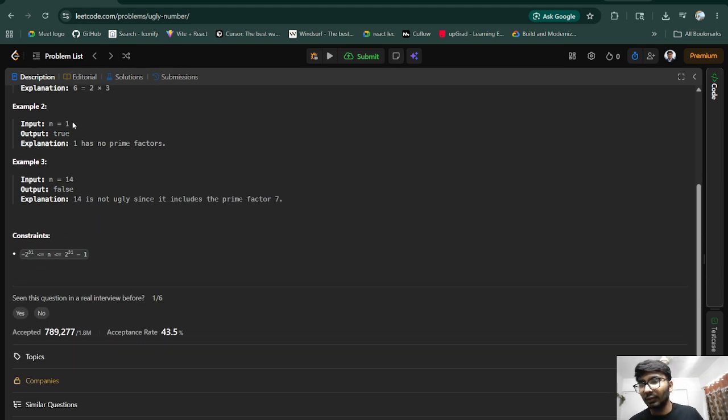And example number 2, n equals 1. It is also true because 1 has no prime factors. Example number 3, input n is equal to 14. It is false because 14 is not ugly, since it includes the prime factor 7.